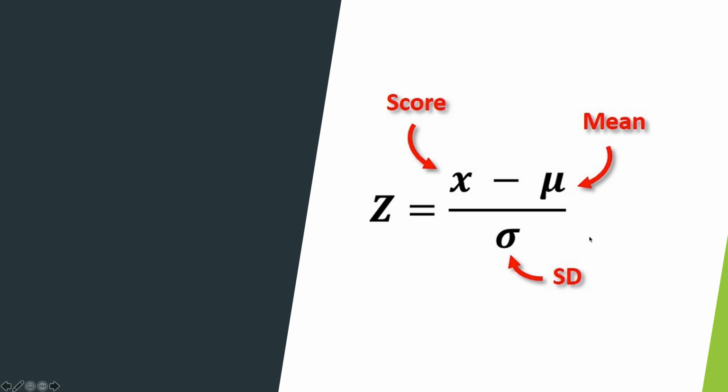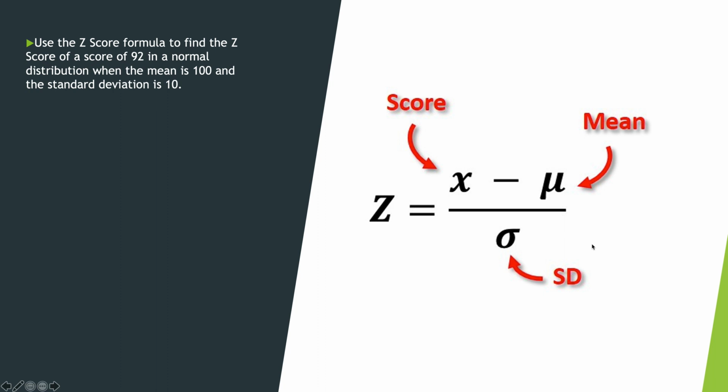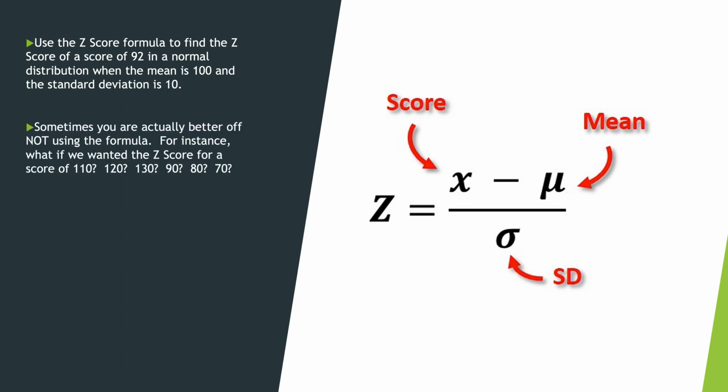Once again, there is the z-score formula. Now, where are we going with this? Use the z-score formula to find the z-score of a score of 92 in a normal distribution when the mean is 100 and the standard deviation is 10. Okay. Same formula, same everything.